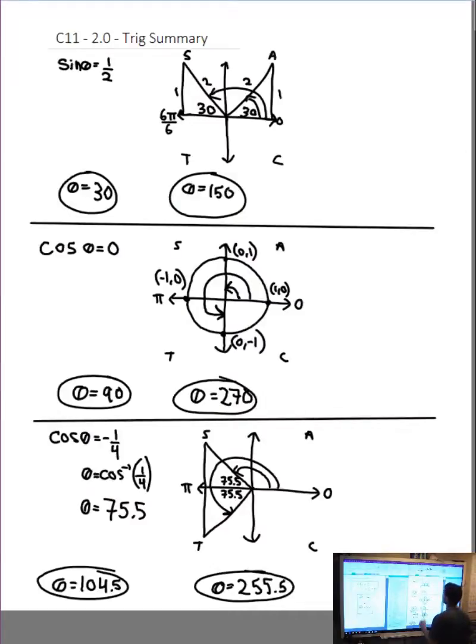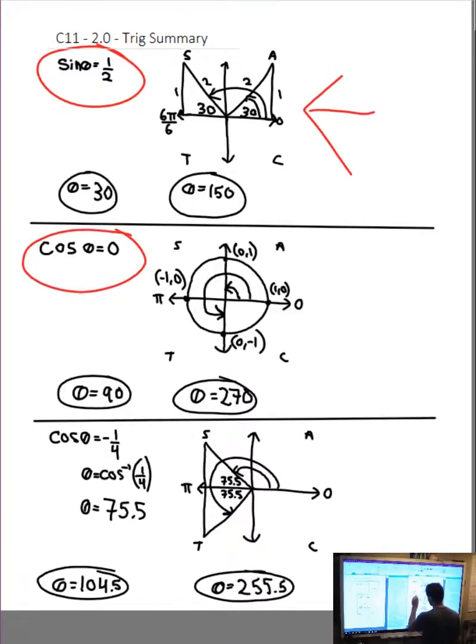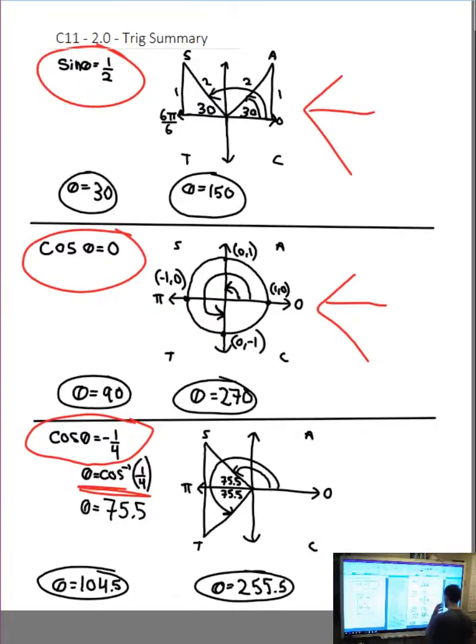So the trig summary. Sine is typically equal to a fraction where we can do special triangles, or sine or cos is equal to 0 or 1 where we use the unit circle, or it's equal to something that we cannot use special triangles or the unit circle for, so we have to do the inverse calculation. This should all be review.